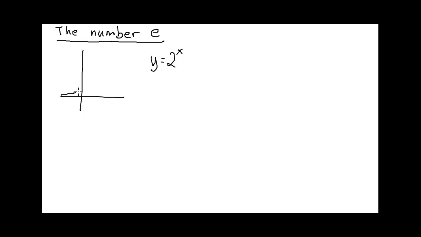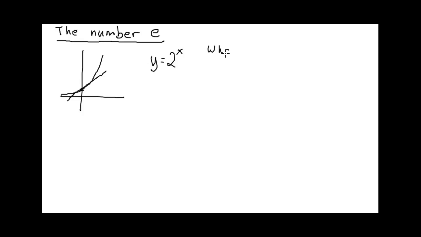Something like this. So really our goal here is to find the derivative of this. But what we're going to start with is looking for the slope of the tangent to this function at a specific point. So we're going to pick that point, x equals 0.